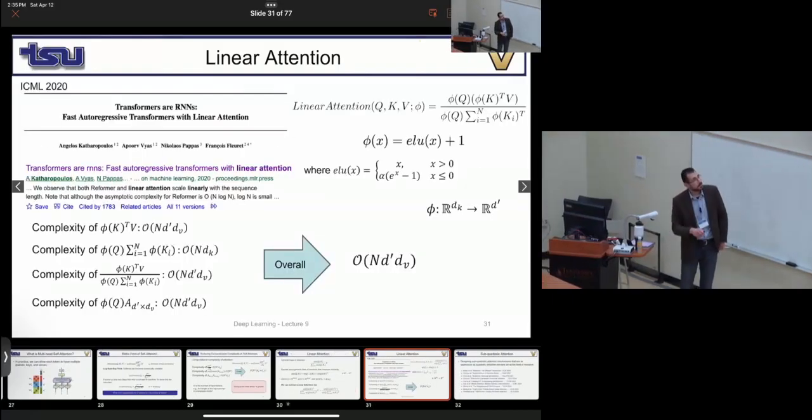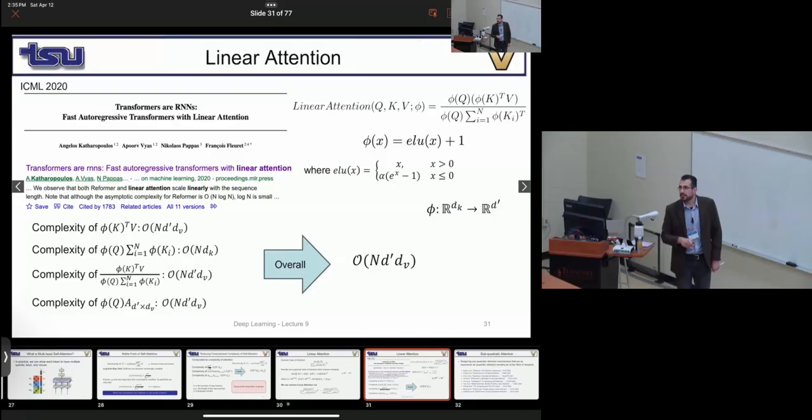I can show that if you first calculate this and then calculate the other multiplication, your computational complexity drops from n squared to n d prime dv, where d prime is the dimensionality of your phi, the output, the image of your phi.